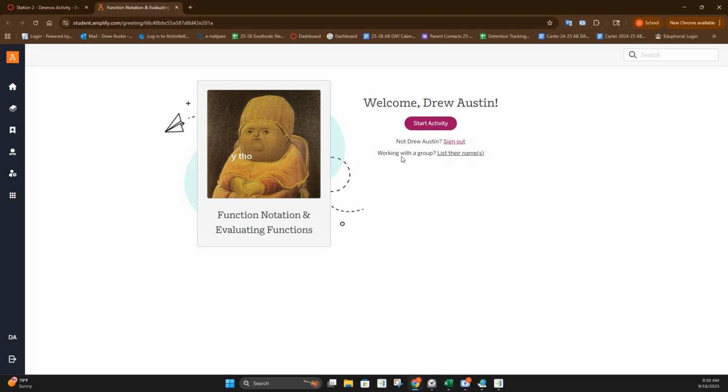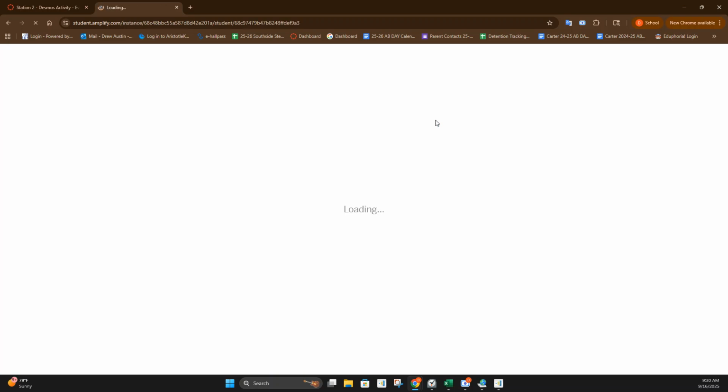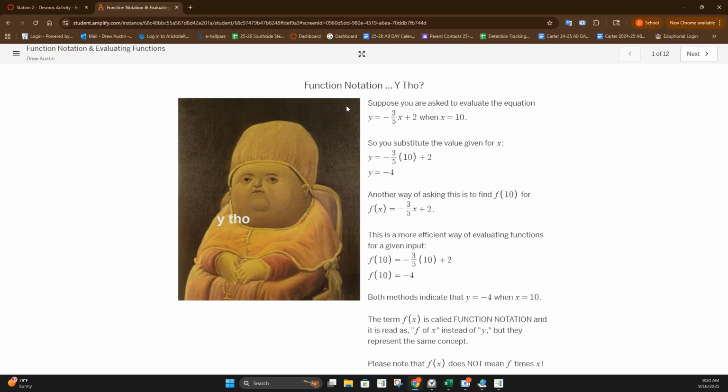But once you sign in and everything like that, you go to Start Activity. Okay, so it gives you these notes to start with function notation. Suppose you have to evaluate this equation when x is 10. So you have this equation, and then you have x equals 10.